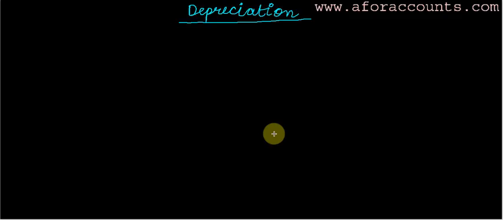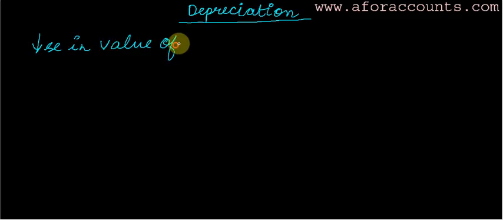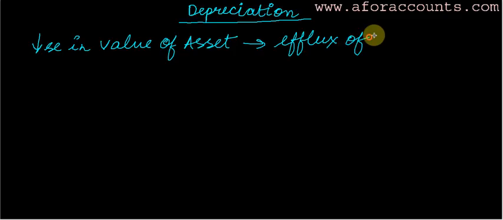Introduction to depreciation. What is depreciation? The decrease in value of an asset due to many reasons, say due to efflux of time, due to wear and tear, or due to the use of the machine, due to obsolescence, whatever the reason may be, the machine as at the beginning of the year cannot be the same after 10 years.